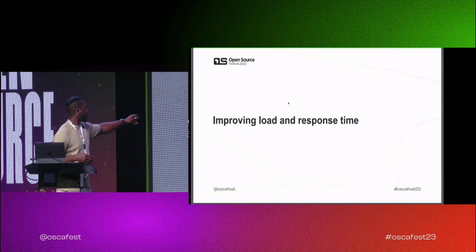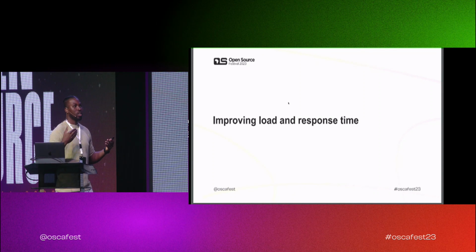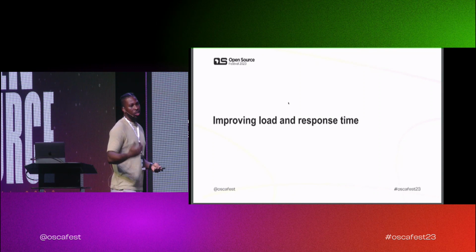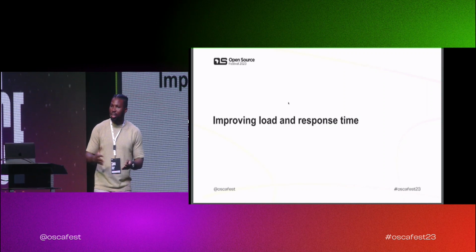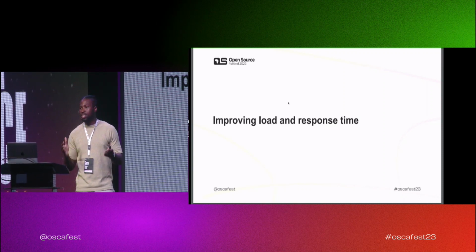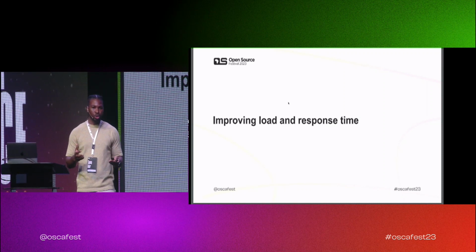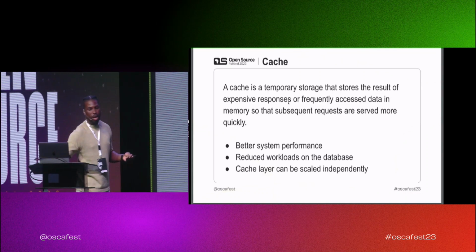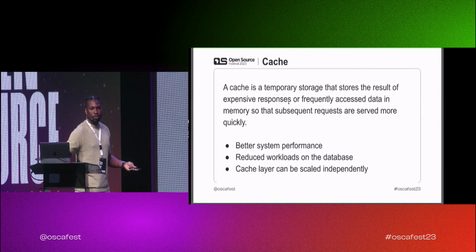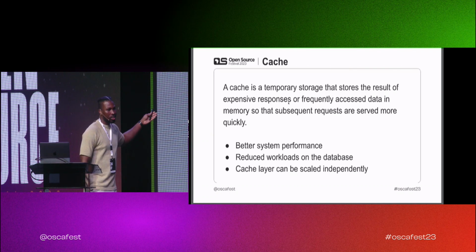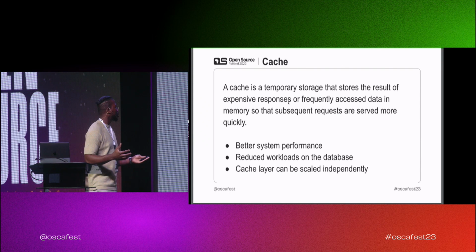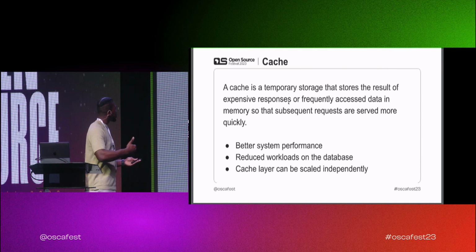Now, we've talked about taking care of the database, taking care of the server, using horizontal scaling and all that. How can we improve load and response time? Because if your functions or the things you are trying to do in your server take a long time, no matter how many servers you have, it's still going to be slow. So there are ways you can improve your load and response time using something called a cache. Don't know if you guys have heard of it. I'm sure you have.